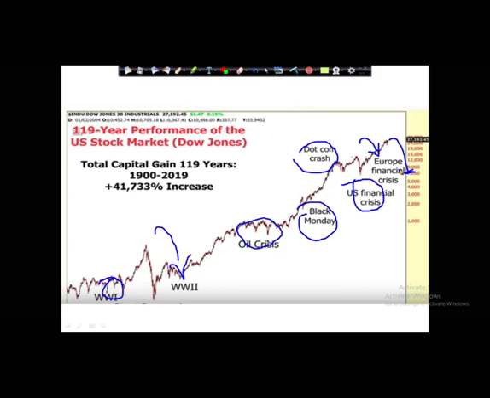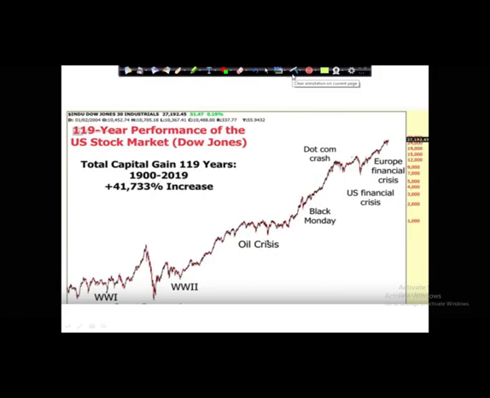So we have around 7, 8 recessions in between, from World War One till now. We have seen that. And among 100 years, there are 21 recessions. In those 21 recessions, from 2020 starting till now, the stock market has grown, like the U.S. stock market, the Dow Jones, 41,733%. Remember, after recession, price always goes up.